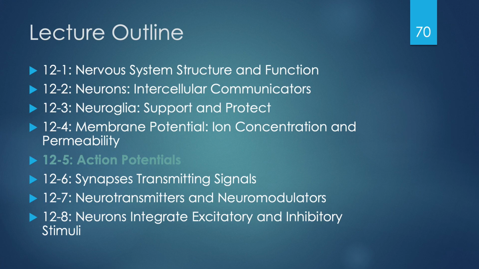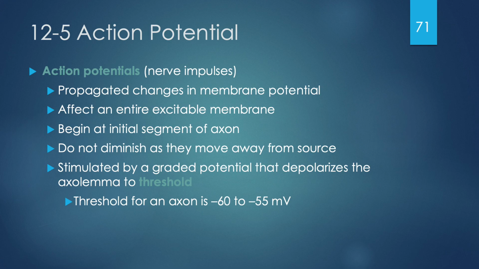Let's discuss action potentials now. It's section 12-5 in your text. All right, we finally get to talk about action potentials. These are also known as nerve impulses, and it's passing energy from neuron to neuron. And it's propagated by changes that occur in the membrane potential.